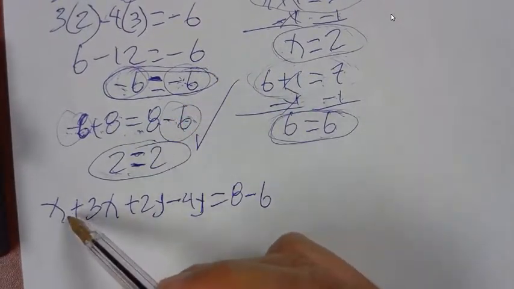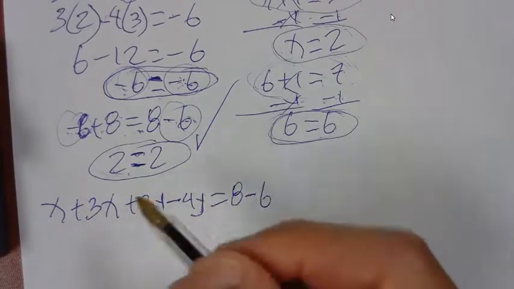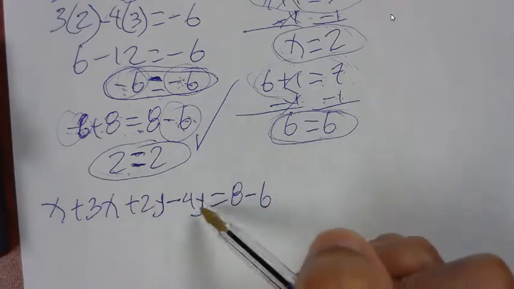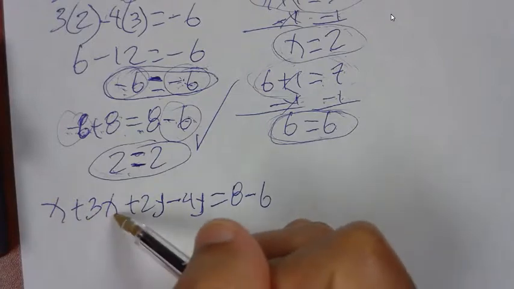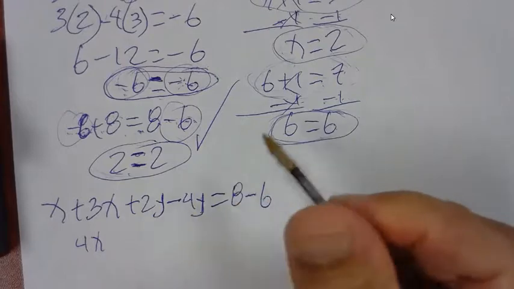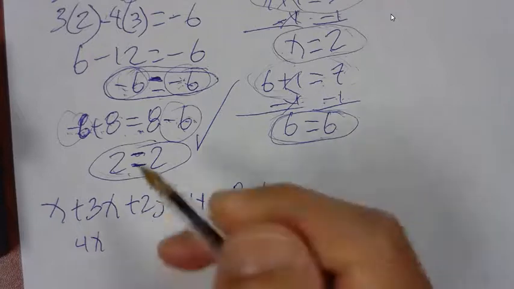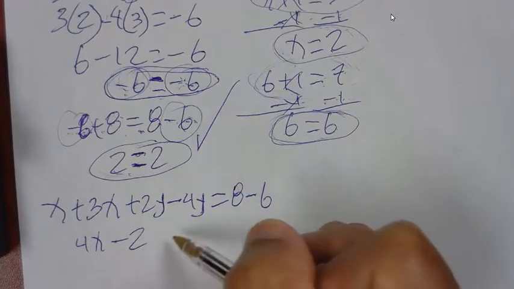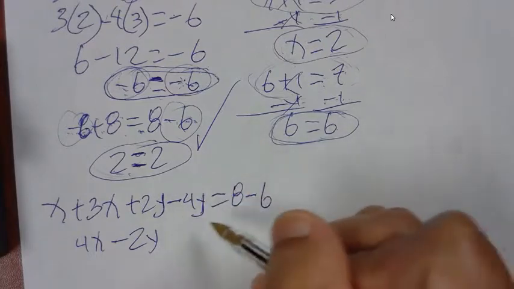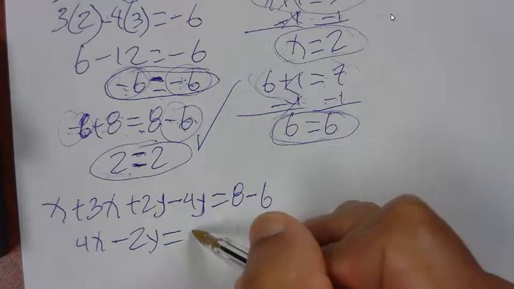The only difference here is that I'm writing my variables here. Alright, so what are the rules here? Well, we combine like terms. In this case, we have an x here, 3 x's here, combined together gives me 4 x's. I have 2y here and negative 4y here. That will give me negative 2y. And on the other side of the equal sign, I have 8 minus 6 is 2.